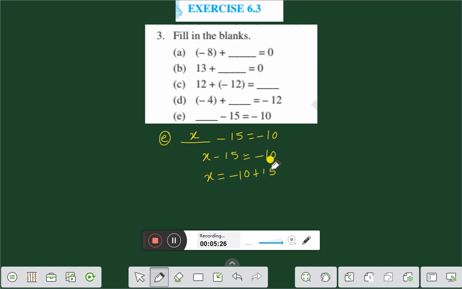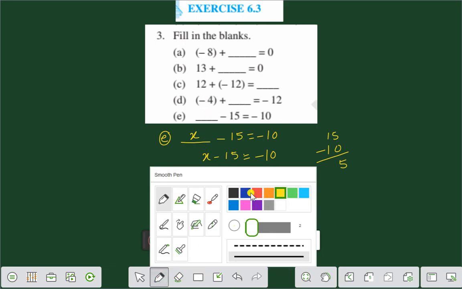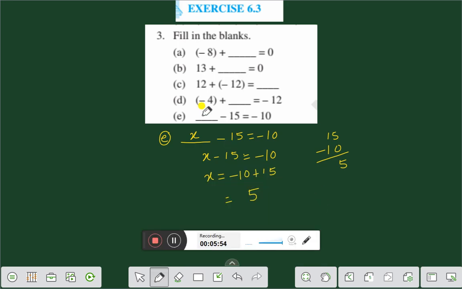Plus 15. Now one is minus, one is plus, then we have to subtract the smaller number from the greater number, that is 15 minus 10 is equal to 5. That means you are getting 5. Now which one is greater, 10 or 15? 15 is greater, so the sign will be plus. Therefore, the answer is 5. That is 5 minus 15 is equal to minus 10. This is the solution of question number 3, exercise 6.3.